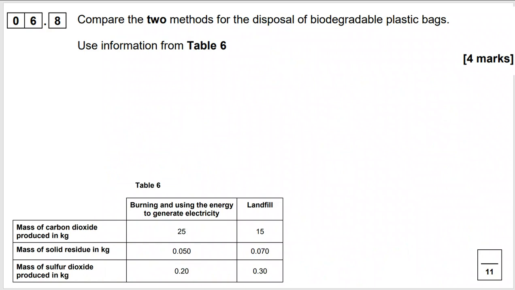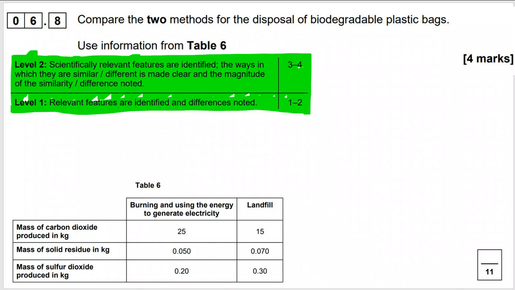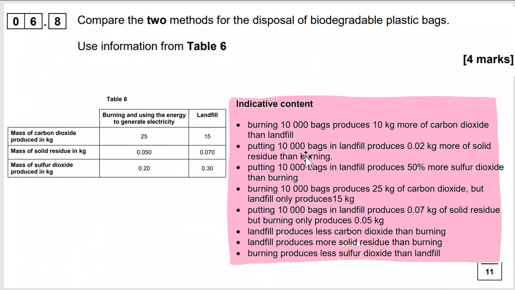And finally on 6.8, we have got a levelled response question here. So you can see very similar ideas to many questions, whether it's level 2 or level 1. And we are looking for the indicative content that you can see here. And it's worth pausing to go through to look at how we're using that data. And that takes us to the end of this question.